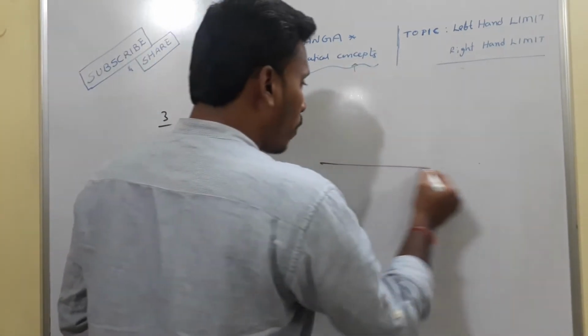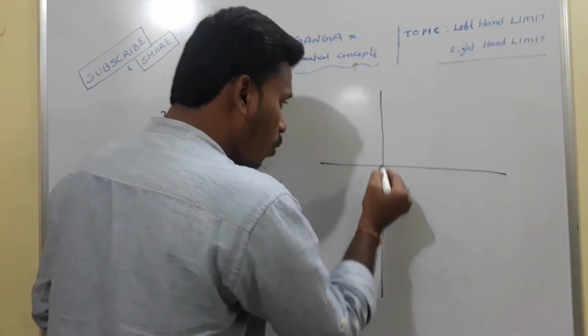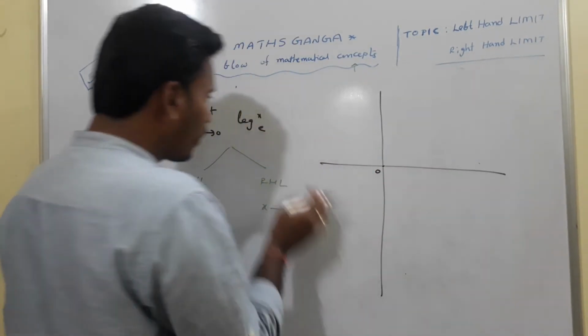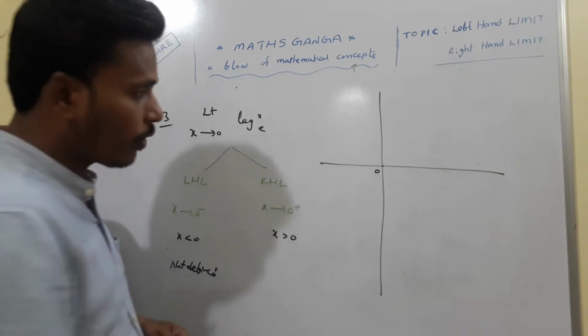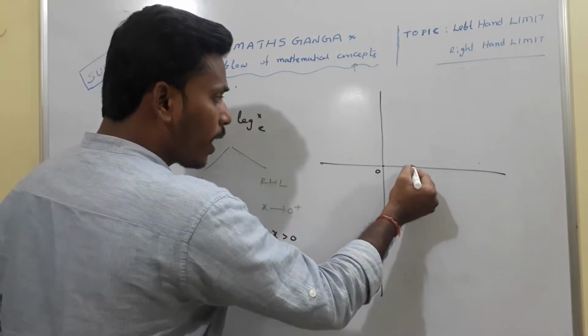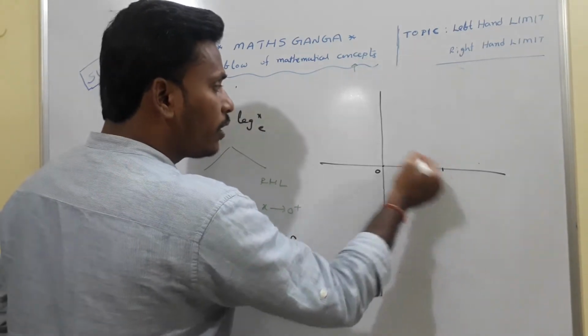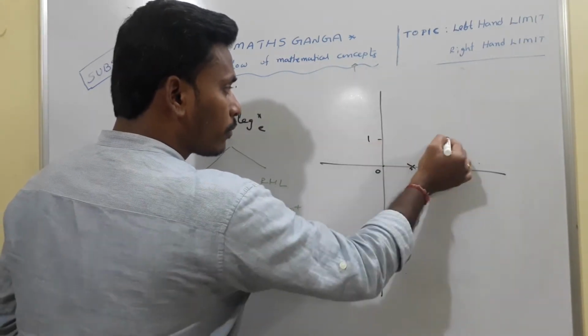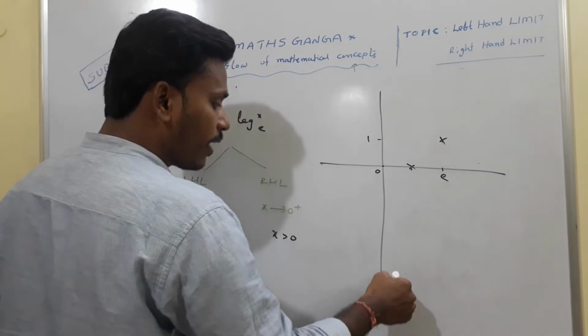And as a case, if you observe the graph of log x, how is the graph of log x? The domain of log x is only positive values of x. So the graph exists in the positive region, and for 1 the value is 0, and for e the value is 1 if this is e, and the graph is like this.